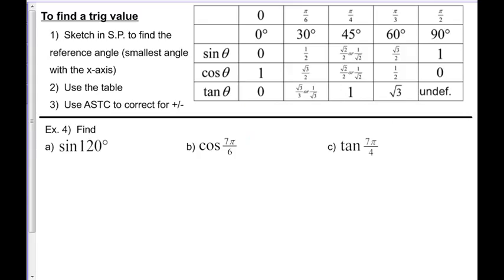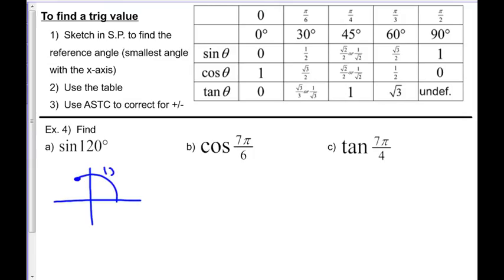If we want to find these trig values analytically, without using a calculator, I always want my table close at hand, and eventually it'll just be memorized and internalized. But here's what we do. We sketch the angle in standard position. So if I have sine 120, I'm going to sketch 120 degrees. There we go, no problem.